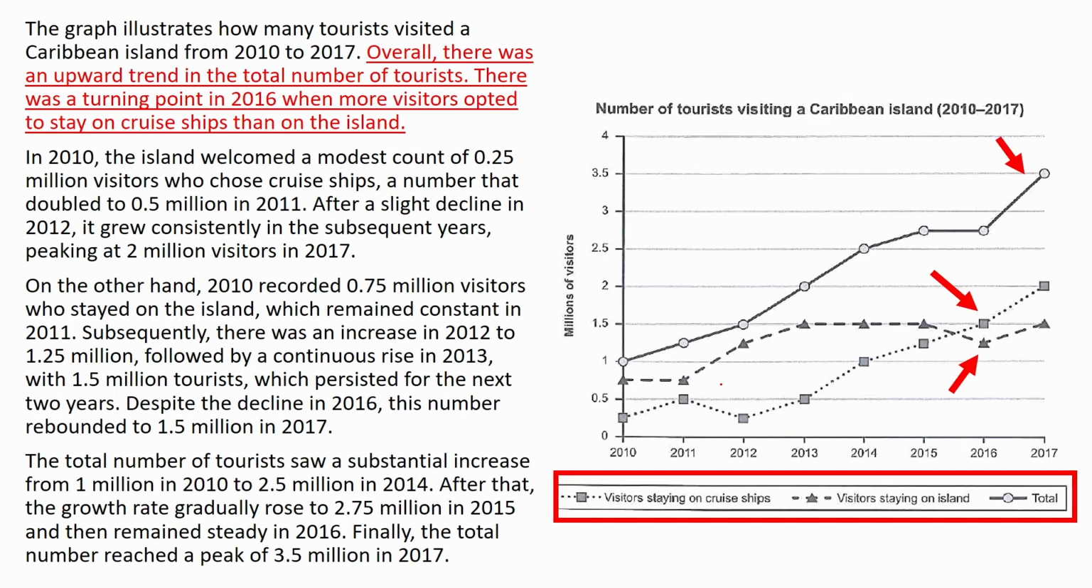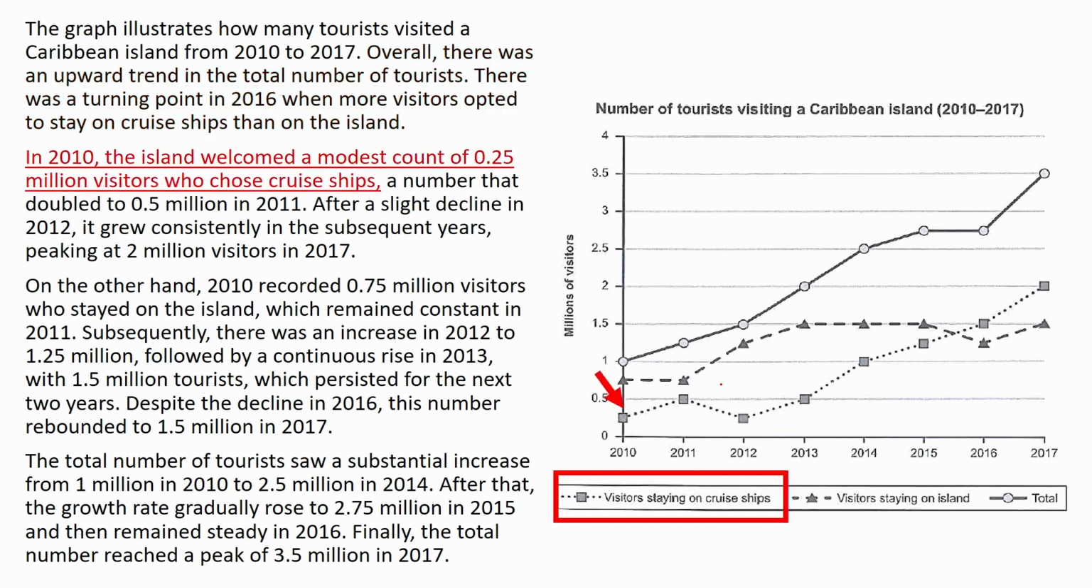Let's read the overview. Again, I said I will mention the overall trend and then the change in 2016. Overall, there was an upward trend in the total number of tourists. There was a turning point in 2016 when more visitors opted to stay on cruise ships than on the island. Now, I'll start mentioning visitors staying on cruise ships. I will describe the data and then move on to the next and to the third one.